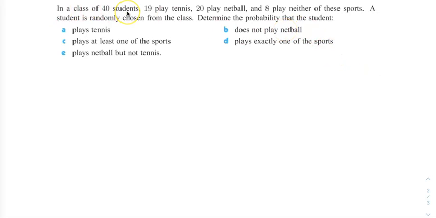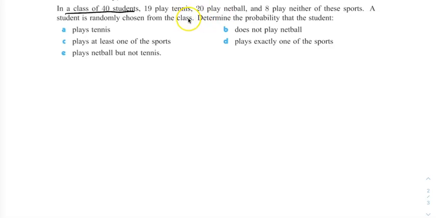In a class of 40 students, so that's my universe, 19 play tennis and 20 play netball. 8 play neither of these sports. A student is chosen from the class at random, determine the probability that the student is blank. So this is a Venn diagram problem. It doesn't say it, I can tell by the fact that there's a total of 40 students.